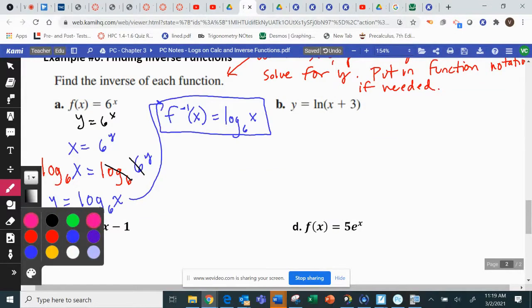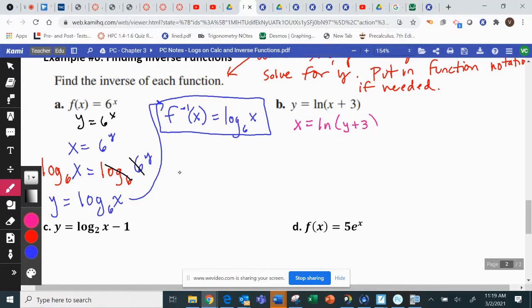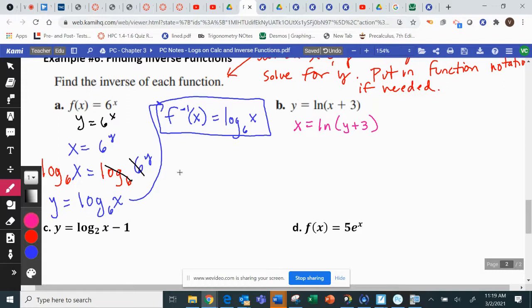All right, so let's just do a few more examples. This one doesn't start in function notation, so I already have y equals. I'm going to switch x and y. X equals ln y plus 3. So this is in logarithmic form. Ln is a natural log. To get y by itself, we have to cancel out a logarithm, so we have to exponentiate. When you cancel out the logarithms, you're exponentiating.